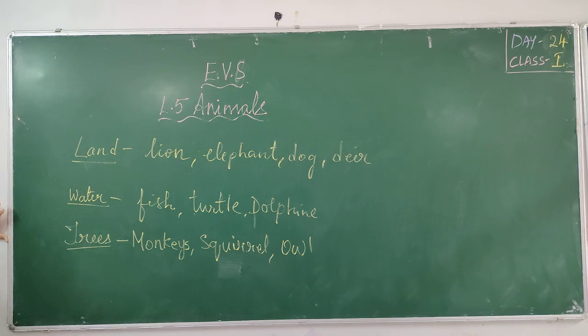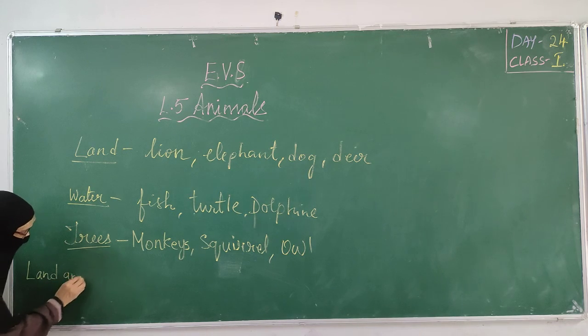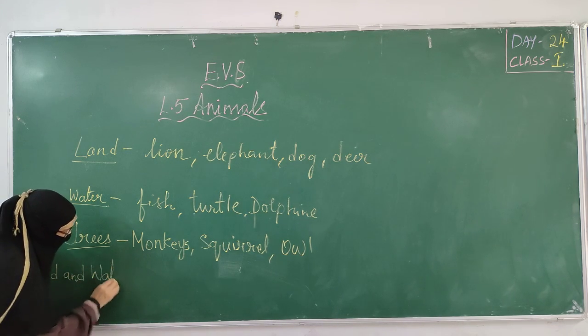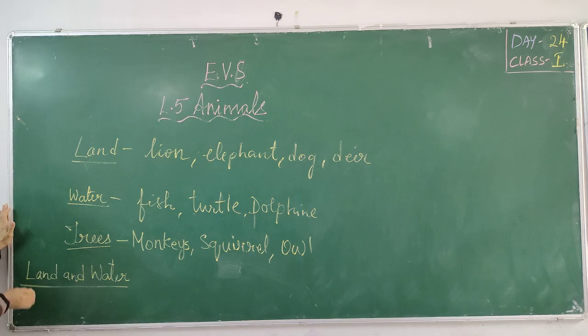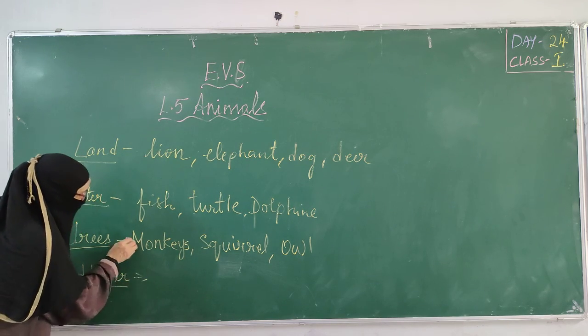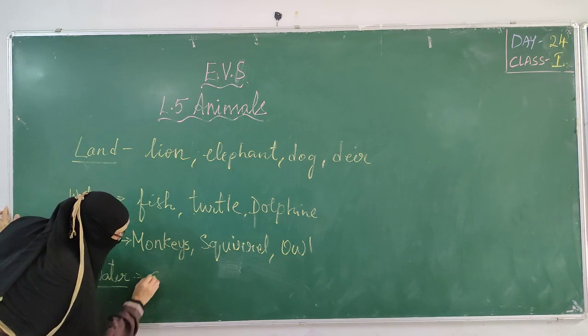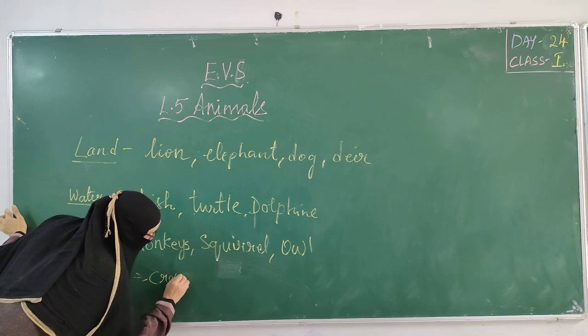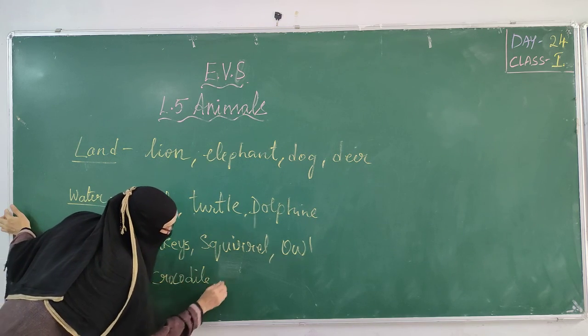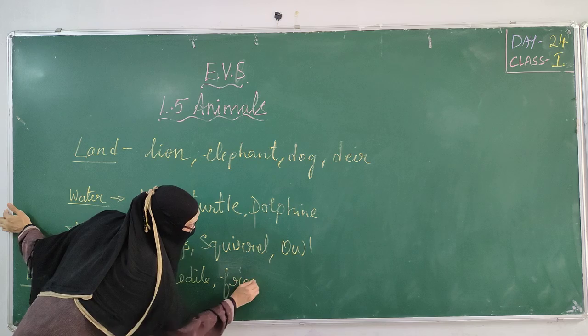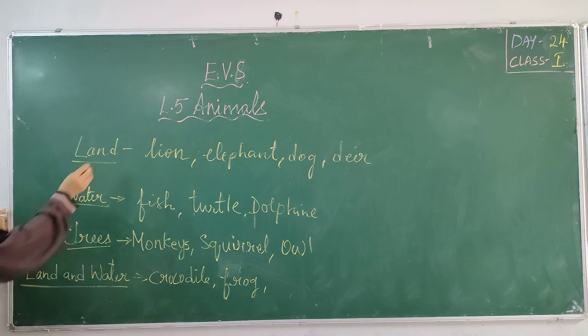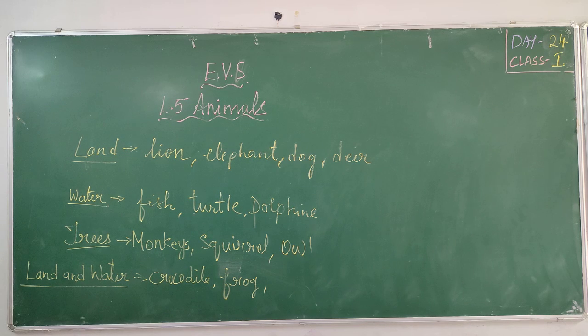Still we have some animals which live both on land and water. What are those animals? Crocodile, frog, salamander. These are the animals which can live both on land and water. So this is about the animals and the places where they live.